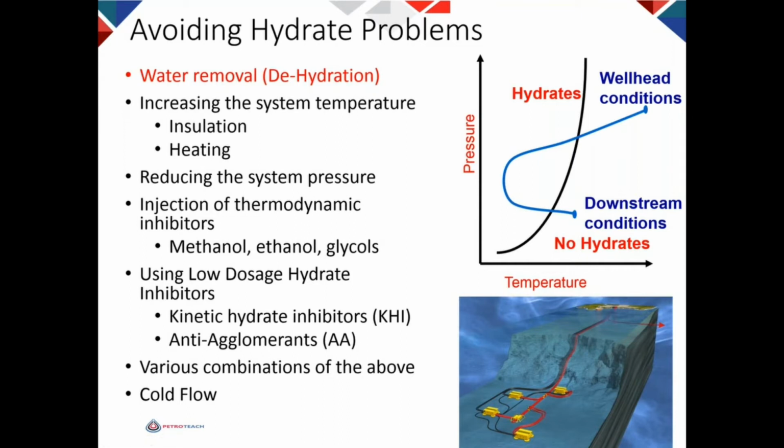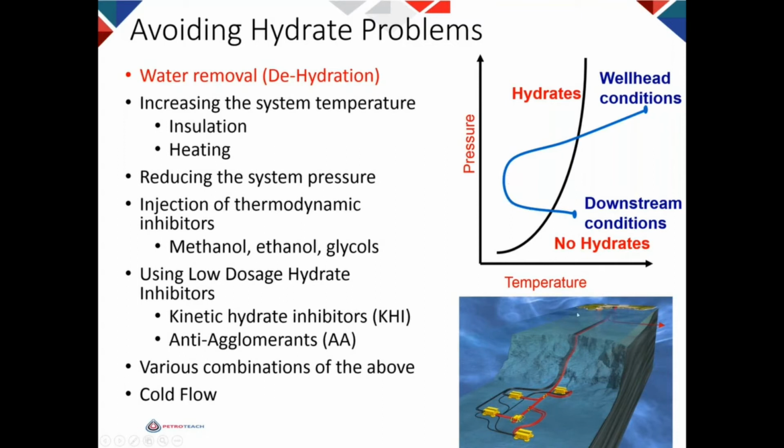And then we produce here, and then the pipeline goes to the continental shelf, and then here the depth is a lot less, and the temperature will increase. So you see that here, the inlet from the well to the pipeline is outside hydrate phase boundary. But as we progress, it cools down and then can go inside hydrate phase boundary.